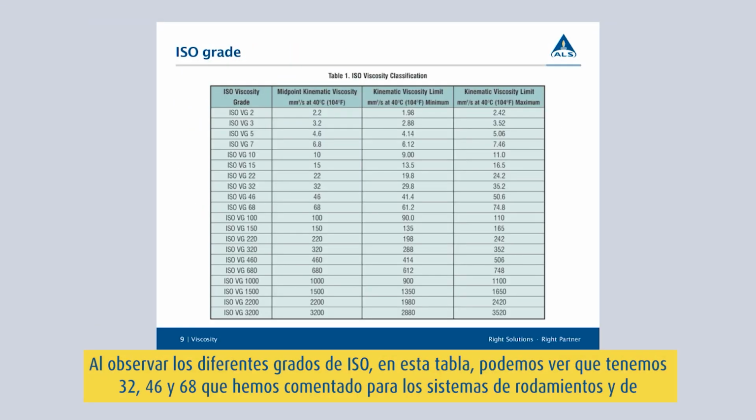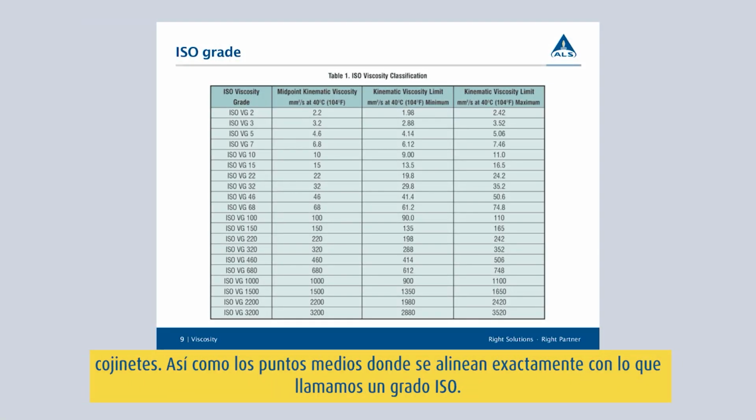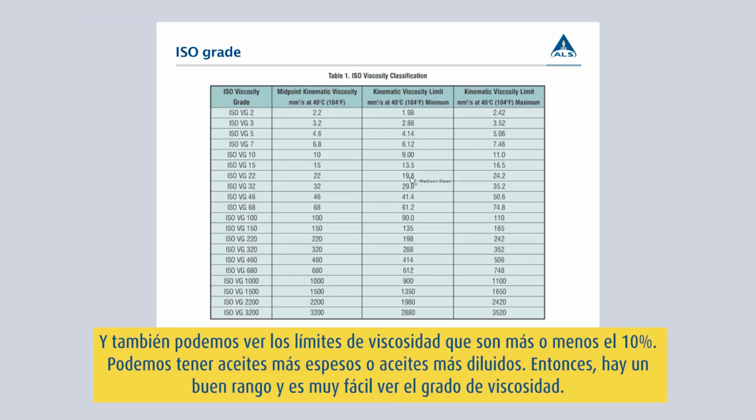So we start to look at our different ISO grades. You see that we have our 32, 46, and 68, which we were talking about for the bearing and hydraulic systems. You see your midpoints, which line up exactly with the ISO grade. And then you see your viscosity limits, which once again are plus or minus 10%. We work our way up to some very thick oils and down to some very thin oils, so they have a nice range and it's very easy to see. You see ISO, and then you have viscosity grade. Things along those lines are what we're looking for.